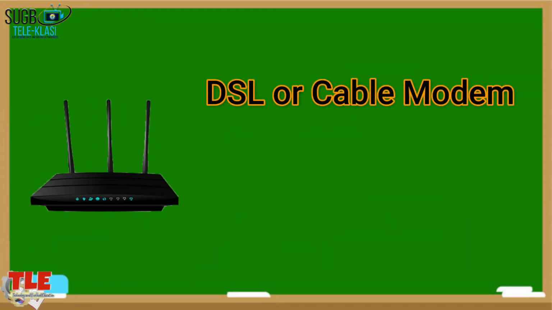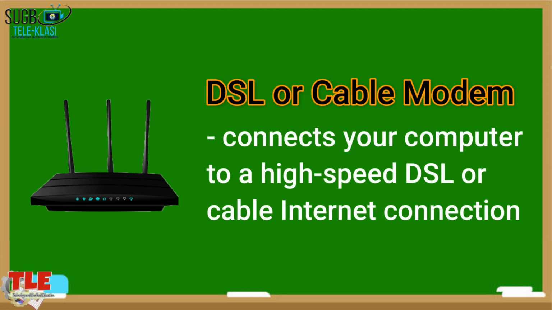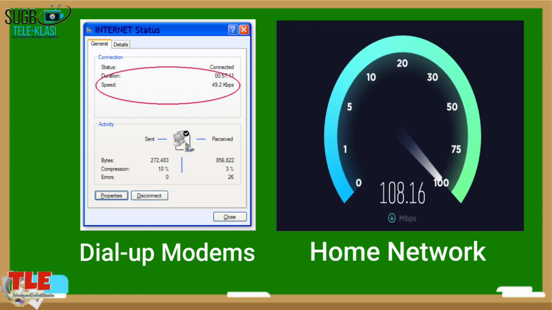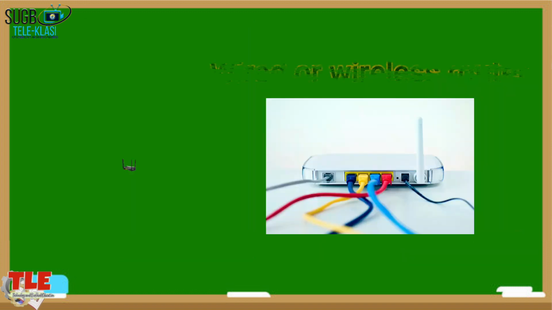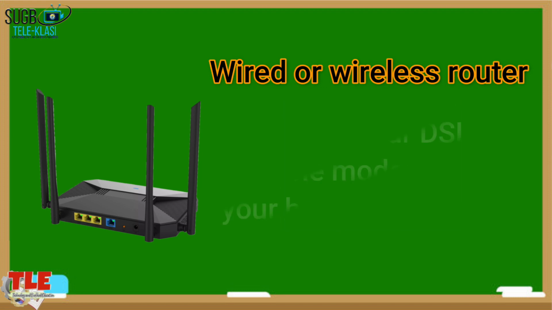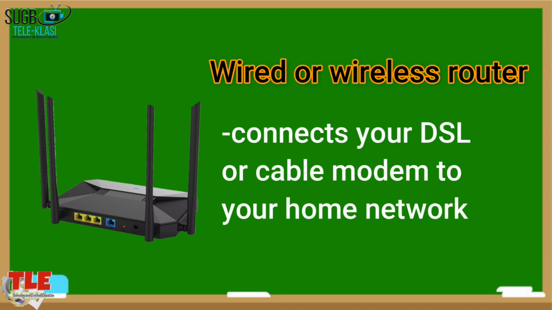DSL or cable modem. A DSL or cable modem connects your computer to a high-speed DSL or cable internet connection. Although dial-up modems are still available for slower dial-up internet connections, the connection speeds are far too slow for a home network. Wired or wireless router. A wired or wireless router connects your DSL or cable modem to your home network. Many DSL or cable modems now have built-in routers that allow you to connect your network directly to your internet connection.